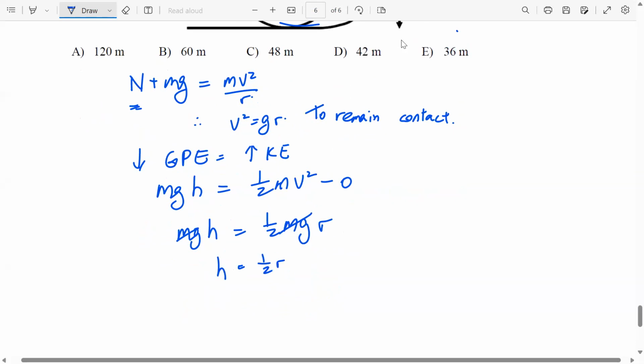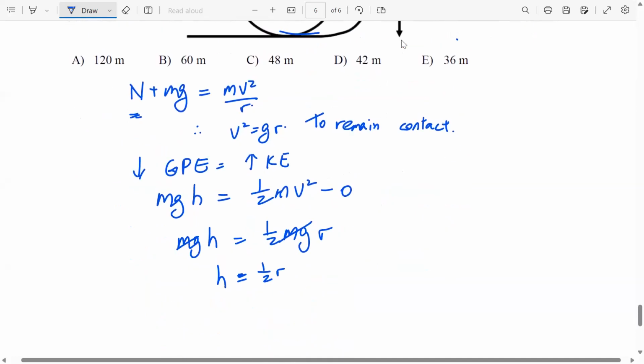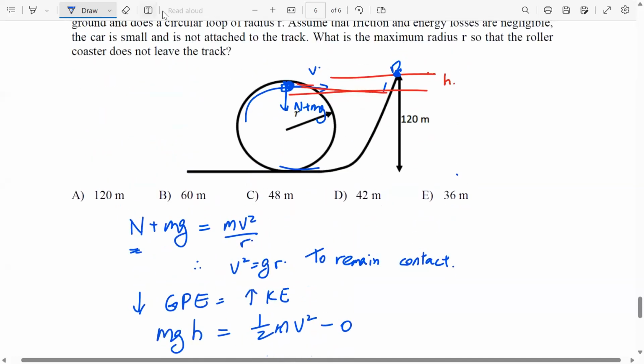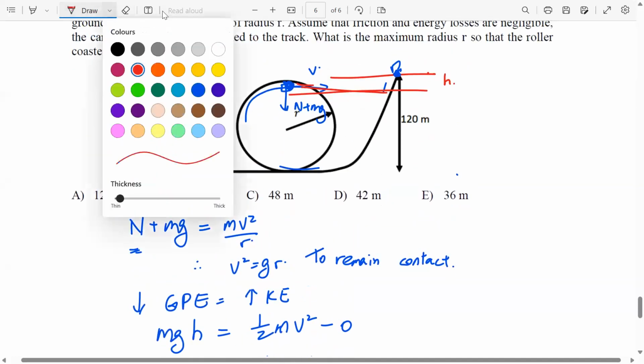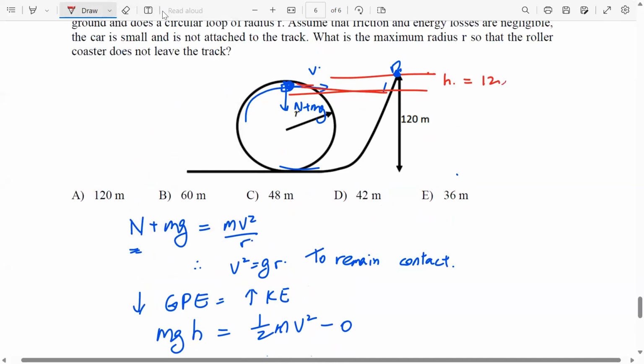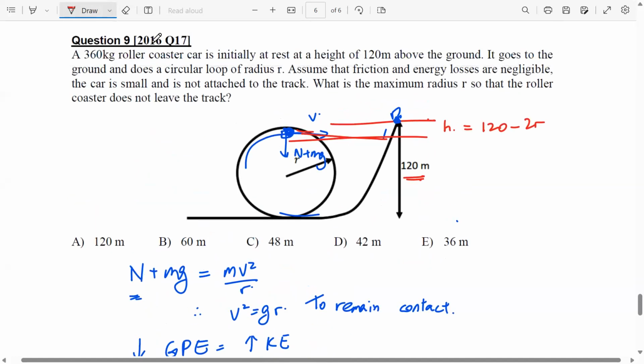Now, of course, we can't just solve this. There are two variables, and we want to find the value of r. From here, you can see that at this point, h is the same as 120 minus 2r. This is the value we haven't used, so I need to go back and check. 360 kg will not be used, I think. So 120 minus 2r is your h, because 2 times the radius here.